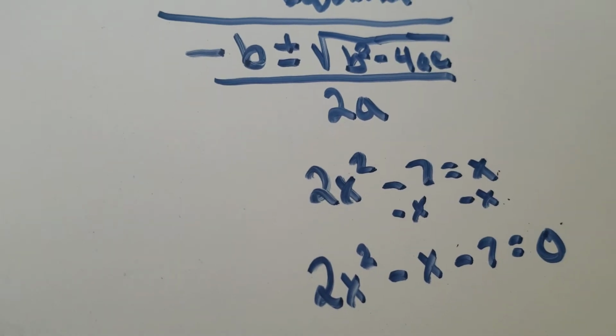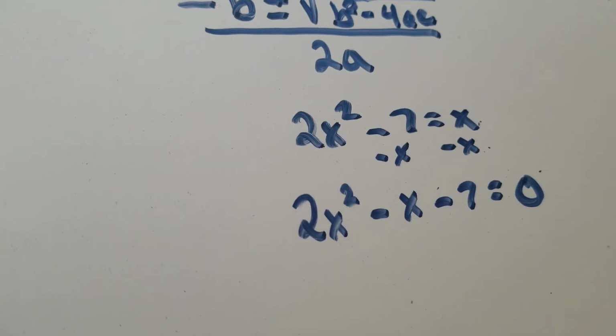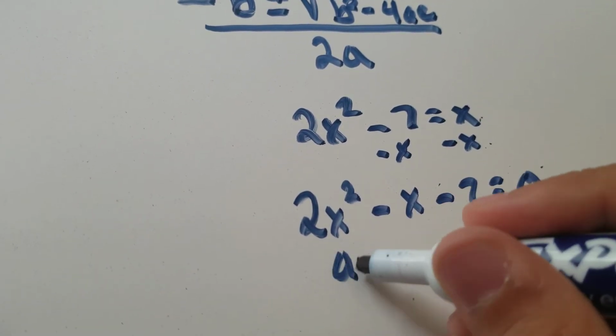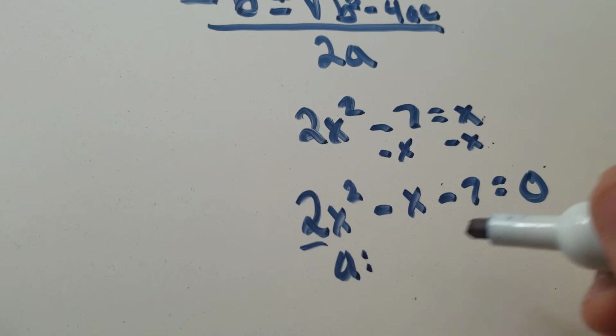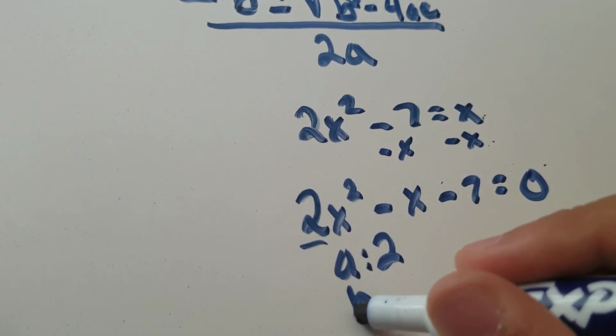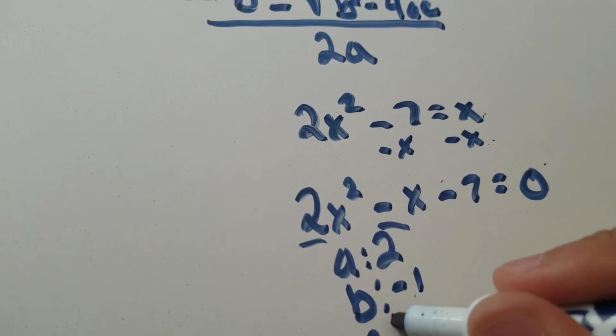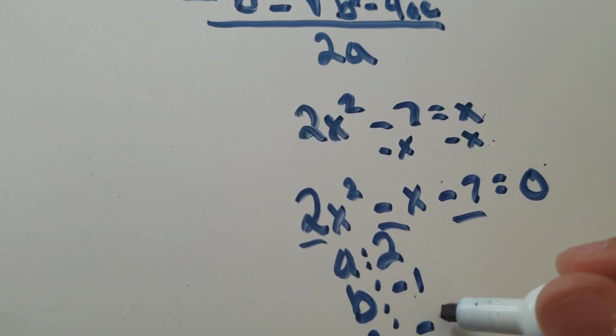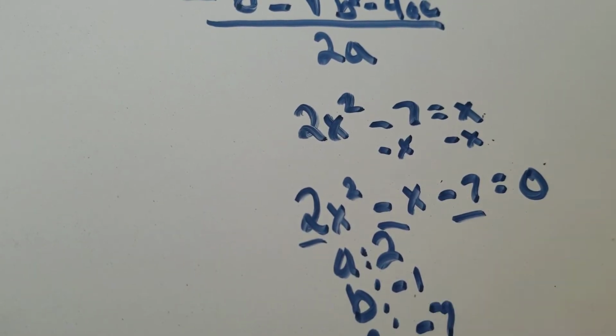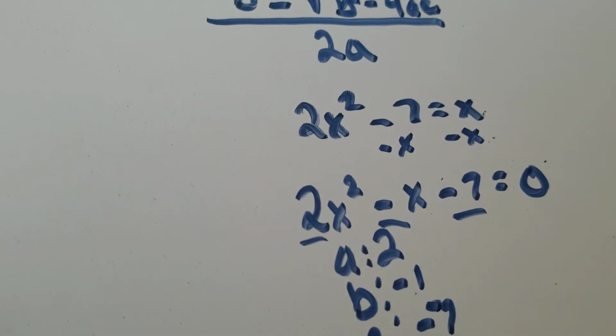Next step, identify your a, b, and c. Old skill, but it's not too hard. A is always the number in front of the x squared, so that's 2. B is always the number in front of the x, which is negative 1. And c is always the number by itself, which is negative 7. So we identified a, b, and c.